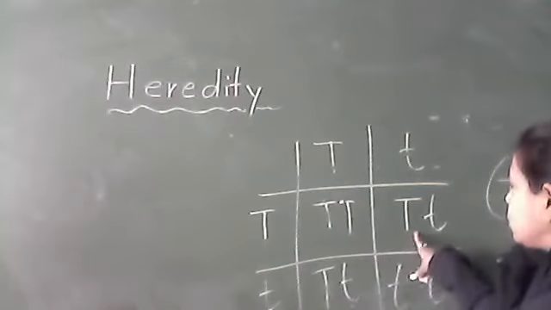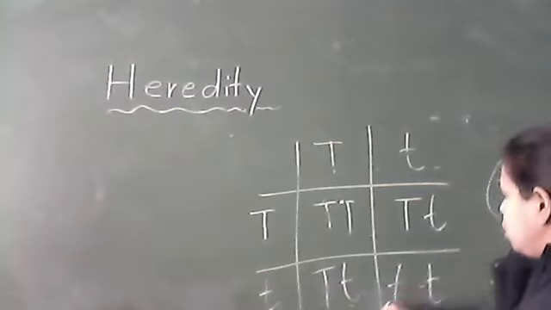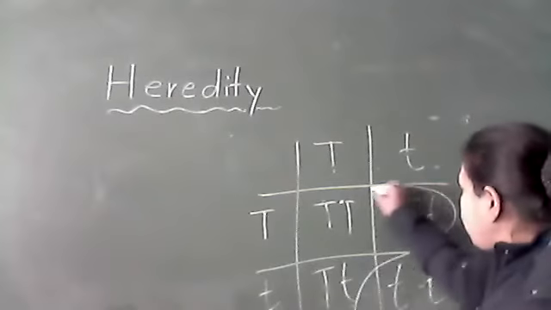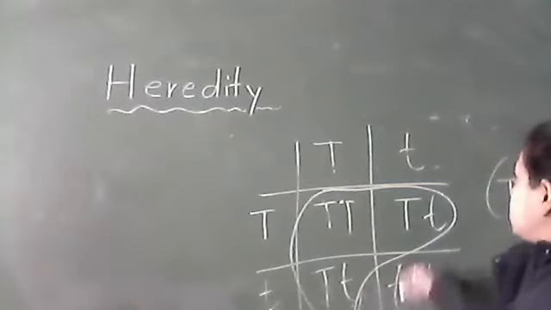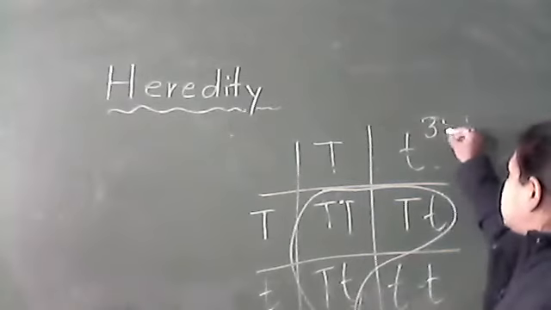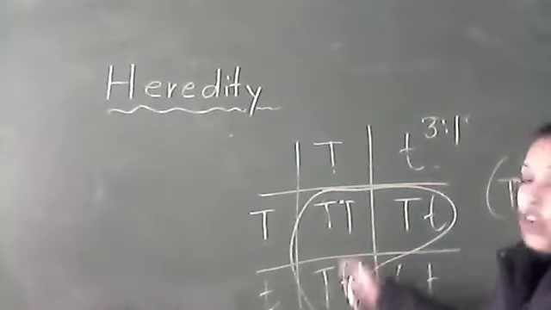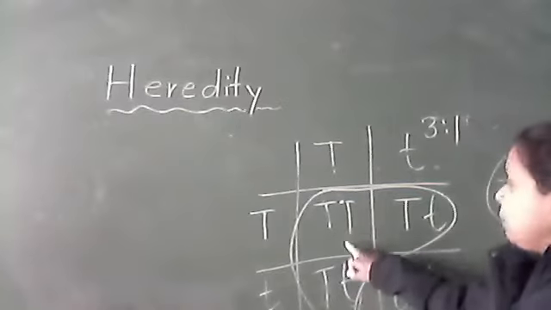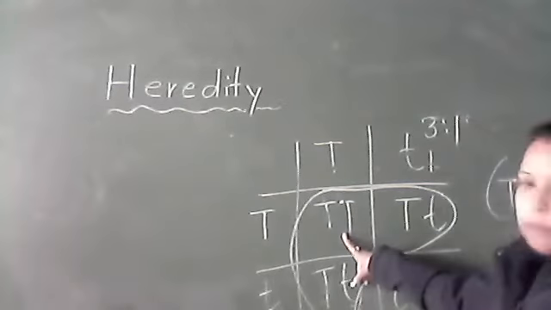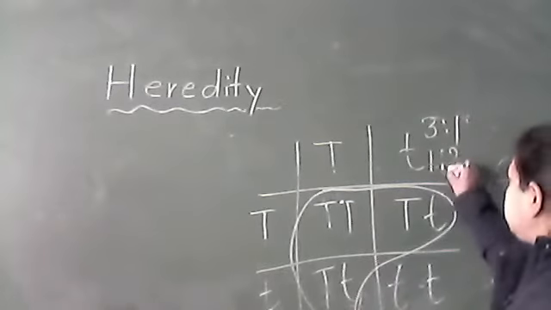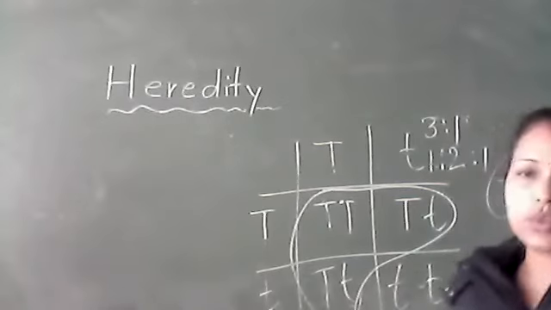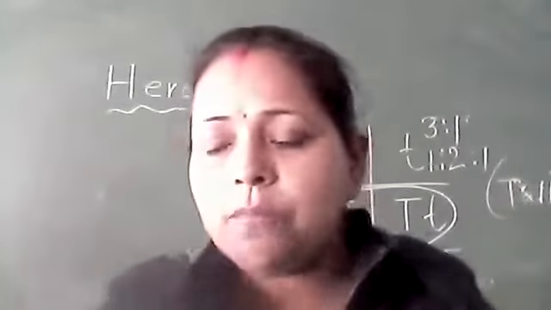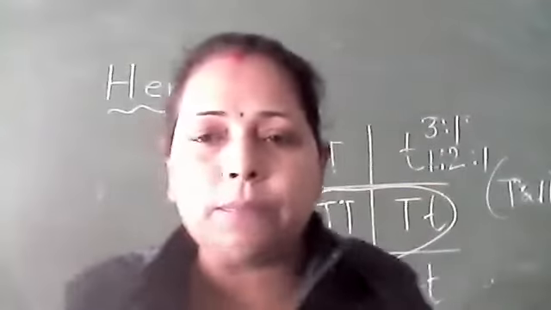So in these two, the dominant character will be tall. So he got the ratio of 3:1. See, this one is 3 and this one is 1. So the phenotypic ratio is 3:1. But based on genes, 1 is complete tall, 2 is in between these two, and 1 is complete short. So 1:2:1 is the genotypic ratio, and 3:1 is the phenotypic ratio.